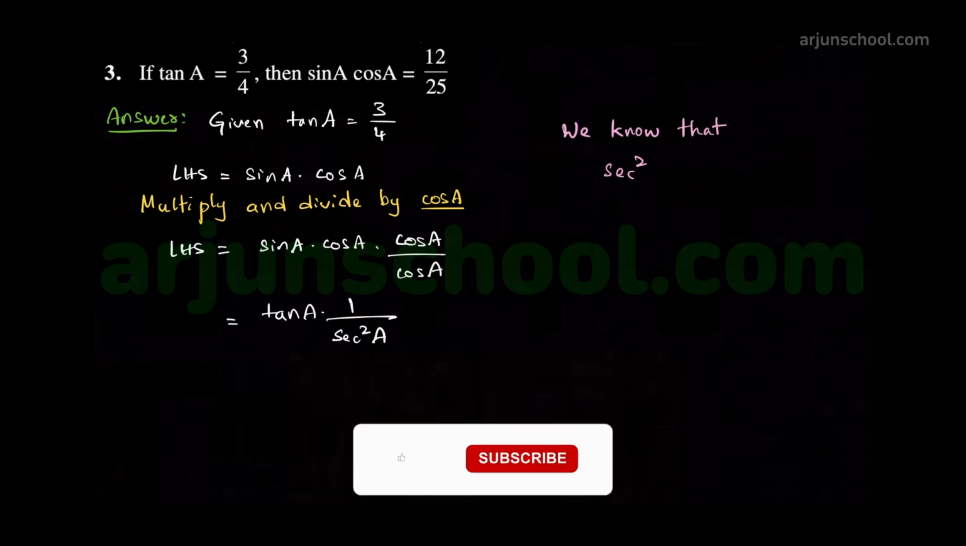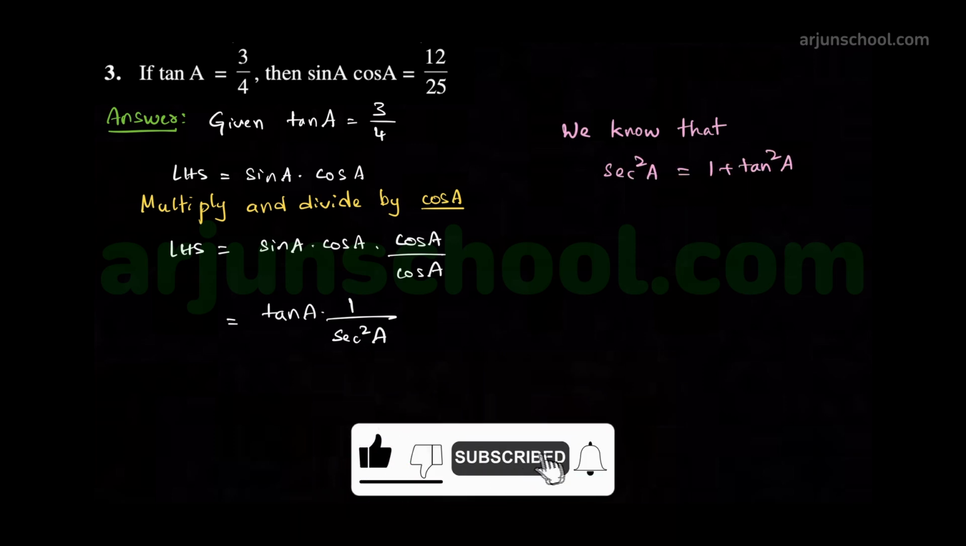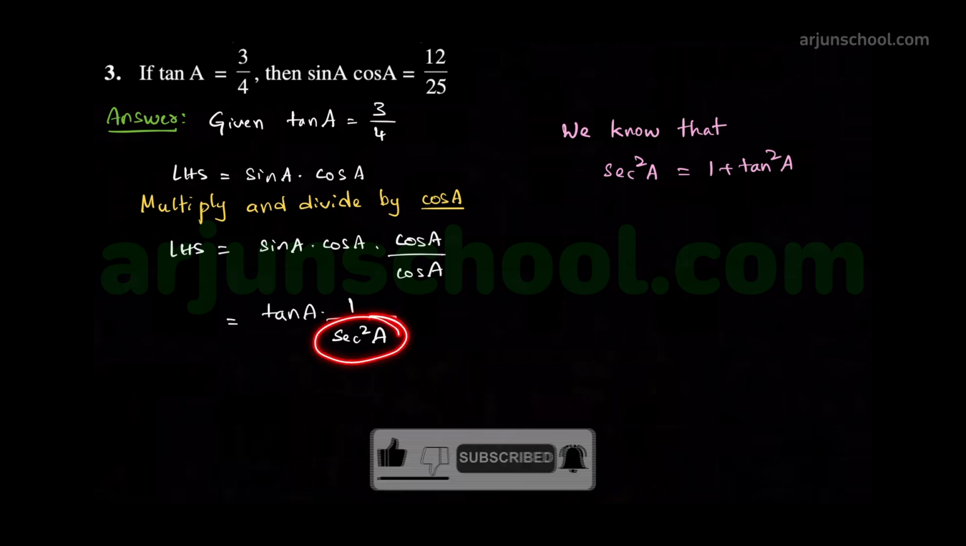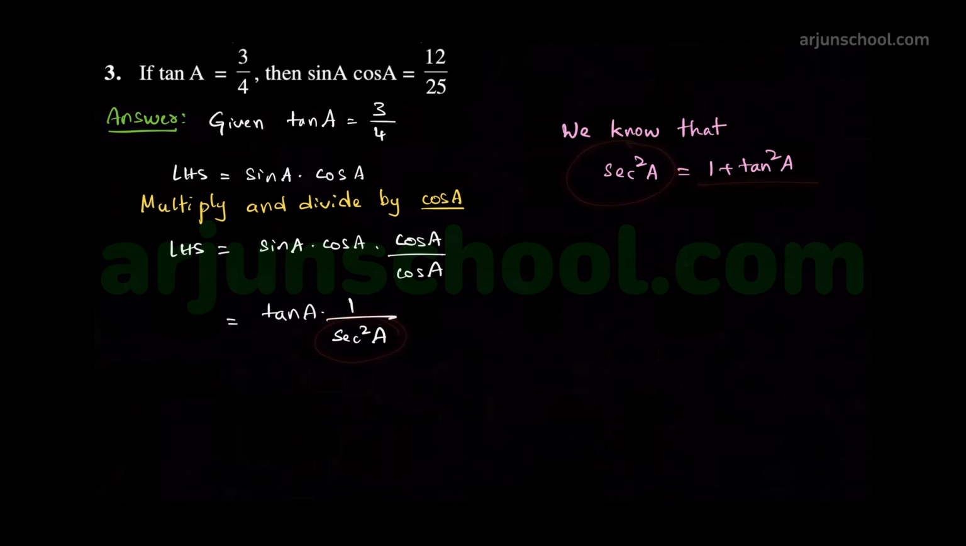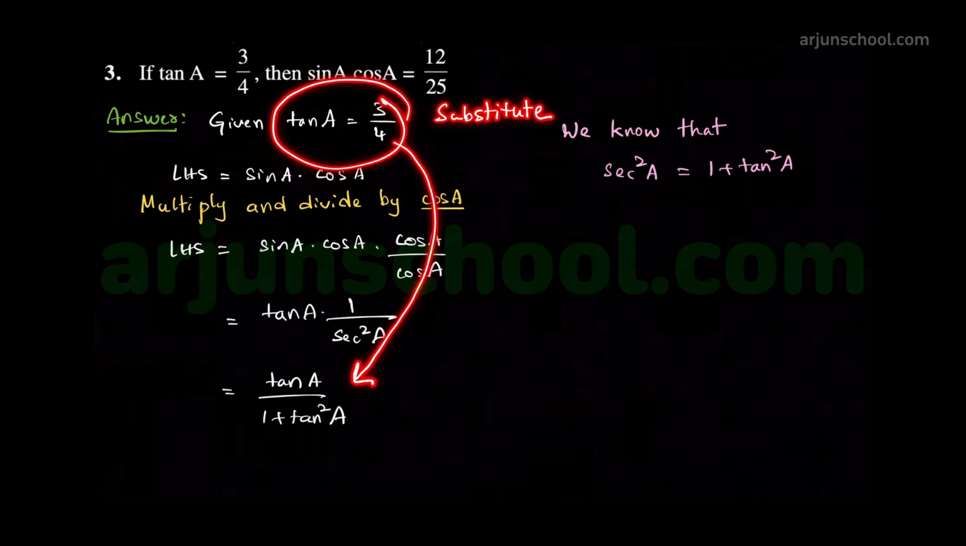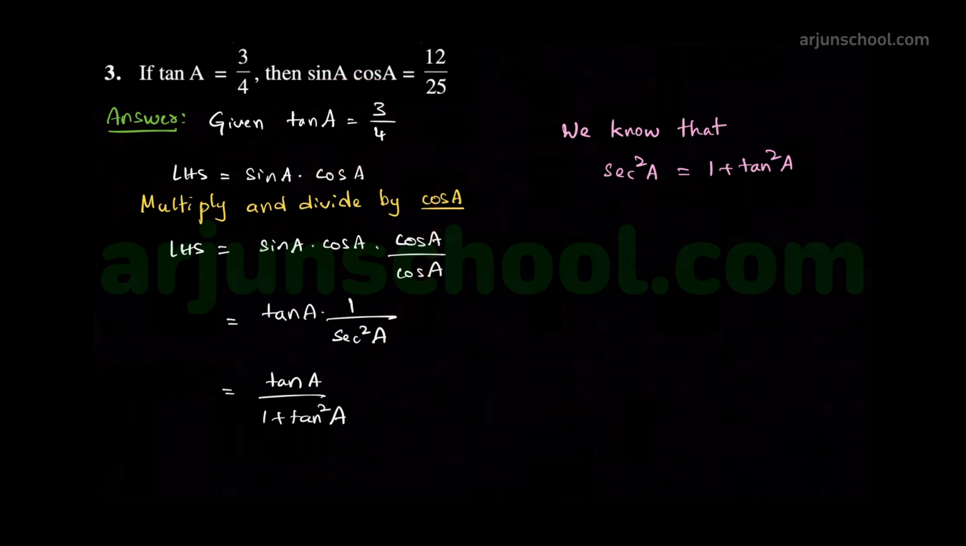We know that from the identity secant square A is equal to 1 plus tan square A. Therefore, we can write secant square A as 1 plus tan square A. That implies LHS is equal to tan A by 1 plus tan square A. Now let us substitute the given tan A is equal to 3 by 4 in this expression. That is equal to 3 by 4 by 1 plus tan A is 3 by 4 whole square.